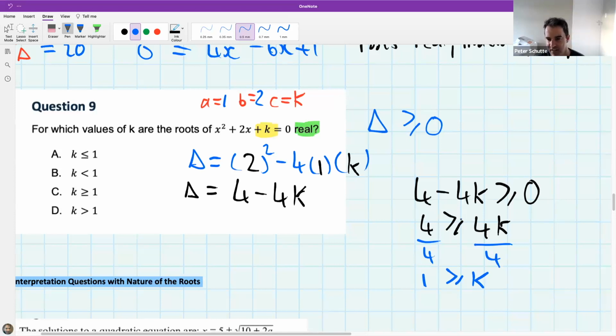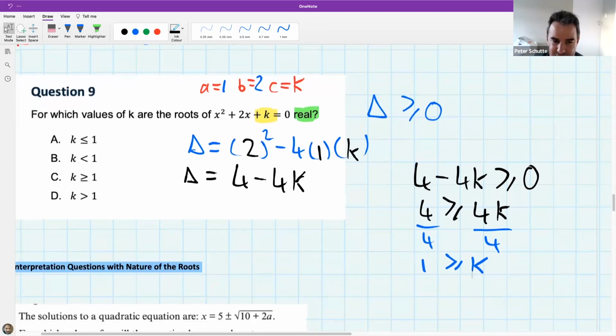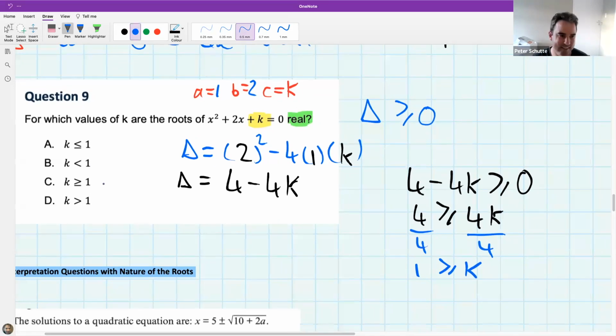Aha. Let's see if everyone agrees with me. Take a moment. Oh, I think I've caught quite a few of you here because a lot of people are saying C. I disagree. I think the answer is A. So let's just repeat and check that everyone is on the same team here. We're happy that A is 1, B is 2, and C is K. We work out delta. It's B squared minus 4AC, and we get 4 minus 4K.